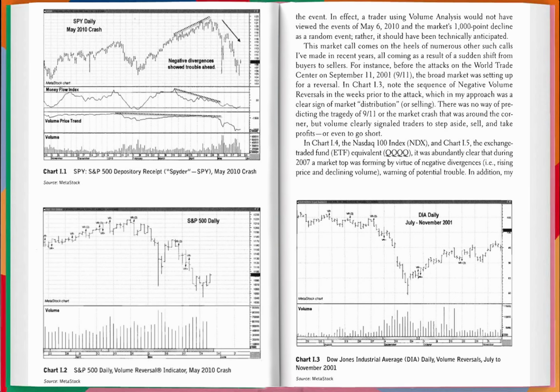There was no way of predicting the tragedy of 9/11 or the market crash that was around the corner, but volume clearly signaled traders to step aside, sell, and take profits or even to go short.